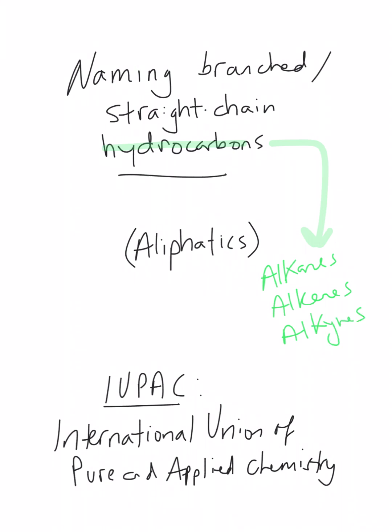We are only focusing at this point on what we would call straight chain or branched hydrocarbons, also known as aliphatics, although that's kind of a fancy term. It just means they're not cyclics. They are not ringed structures, okay? They're only chains, not rings. So aliphatic basically means they're not rings, okay? So it's not going to be something like benzene or cyclohexane or anything like that.